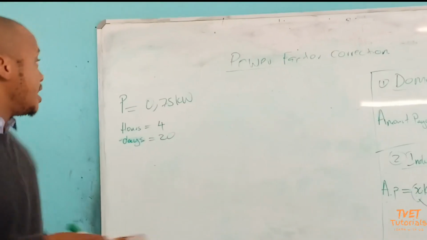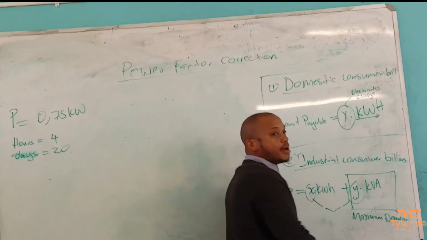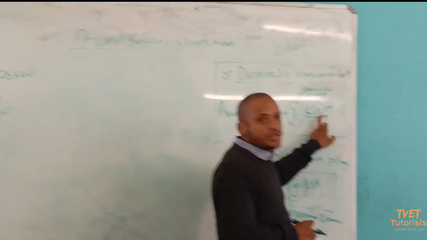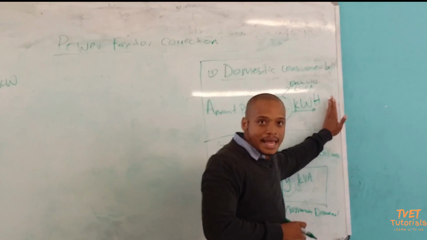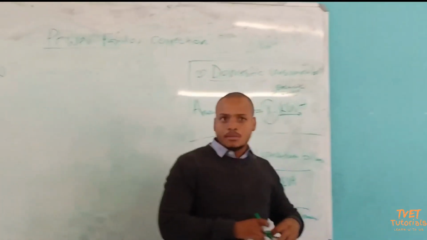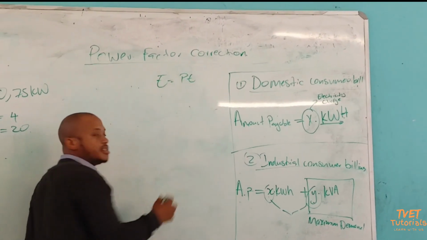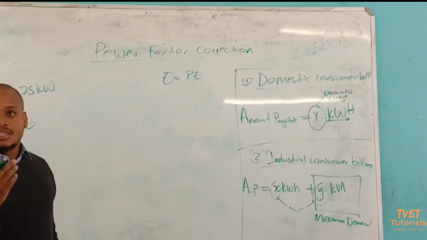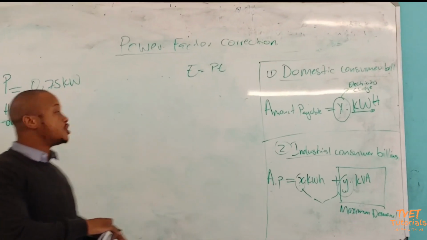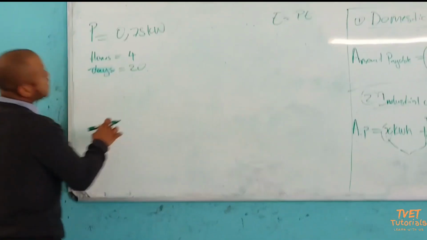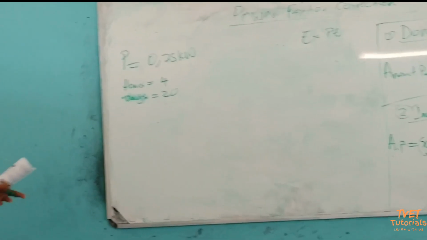And then the next question says calculate the total energy. What is energy? Energy is kilowatt hours. Remember, when it's just kilowatts, we refer to that as power. Once you multiply that by the time, then it's energy. We said, if you remember, that E is equal to P times T. Energy is power multiplied by time. So the moment you multiply by time, then you get the energy. So the first step is for you to calculate the total energy that is consumed by your system.